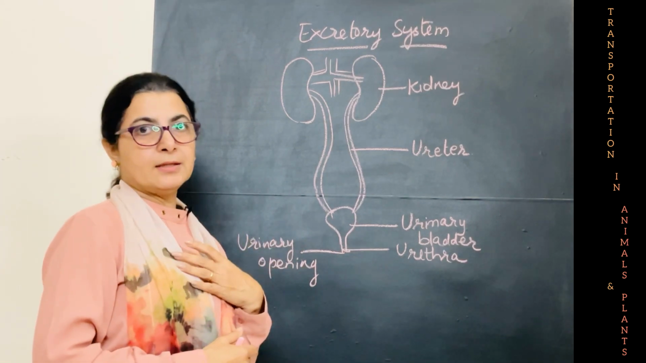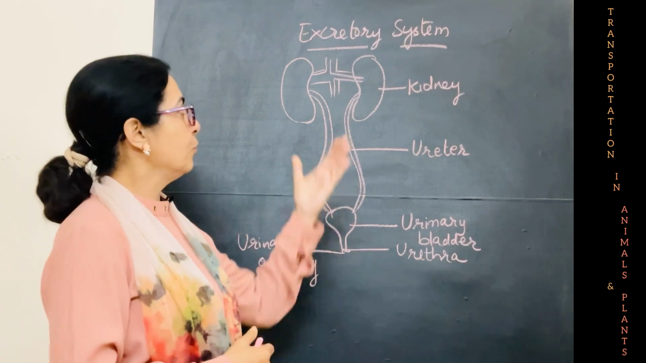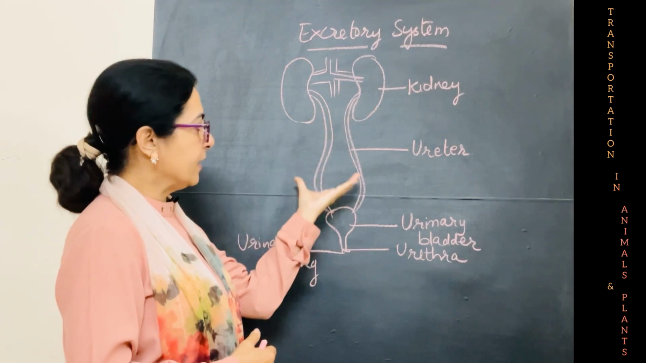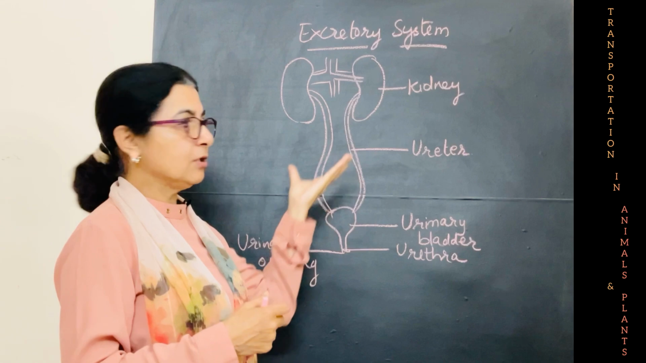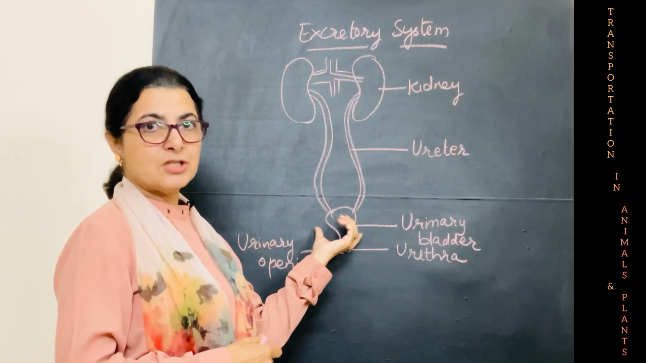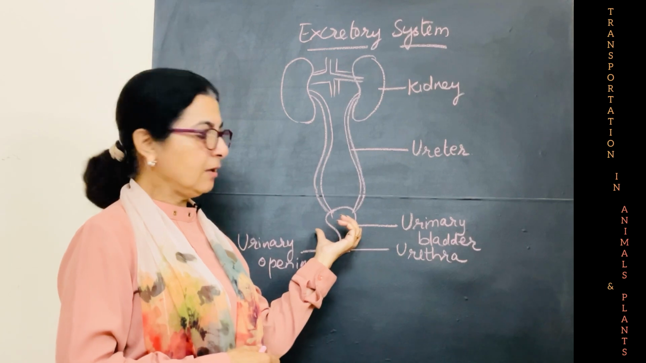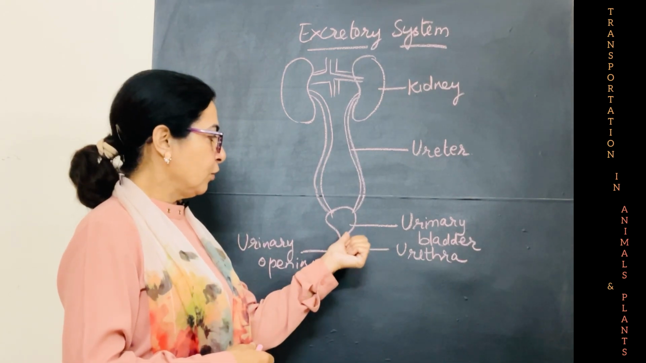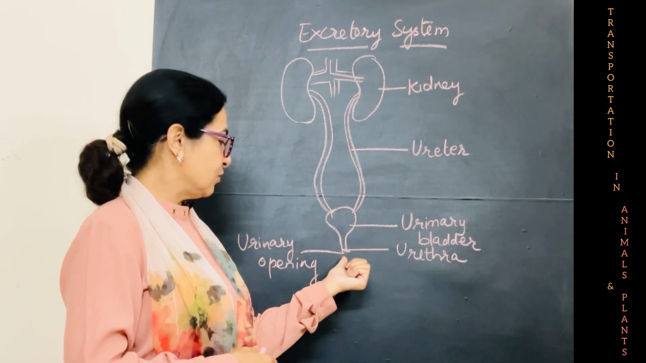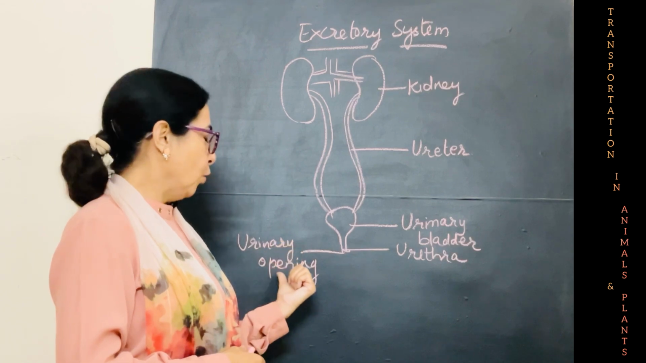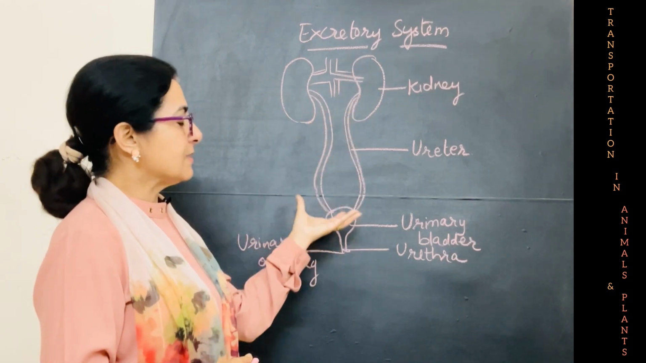Now the excretory system inside our body is mainly composed of 2 kidneys, 2 ureters. Ureters are the pipes which are carrying the urine to the urinary bladder, where it is temporarily stored before it is released or thrown out of the body from the urinary opening. Urethra is a small passage and then it is finally coming out of the urinary opening. So this is your excretory system.